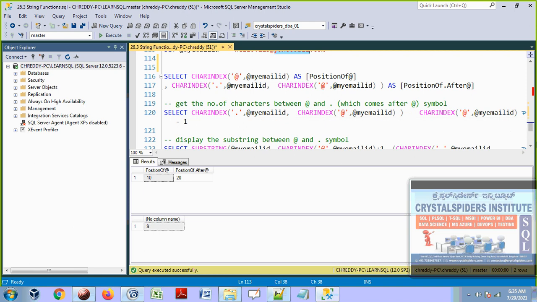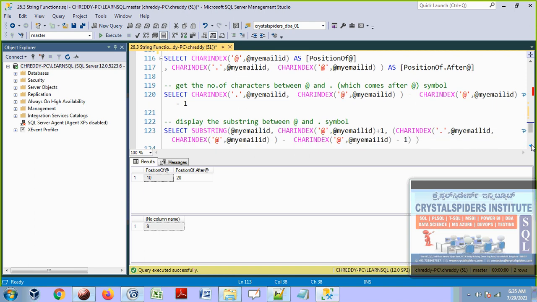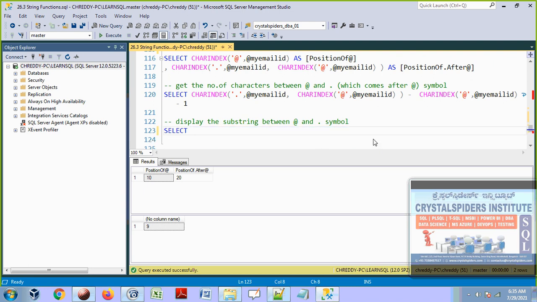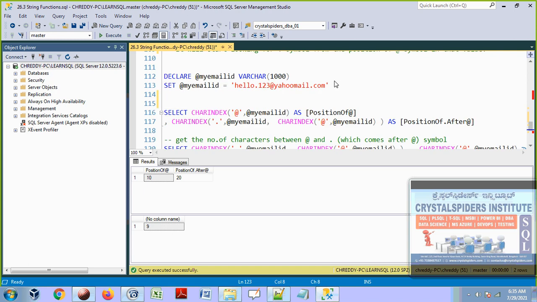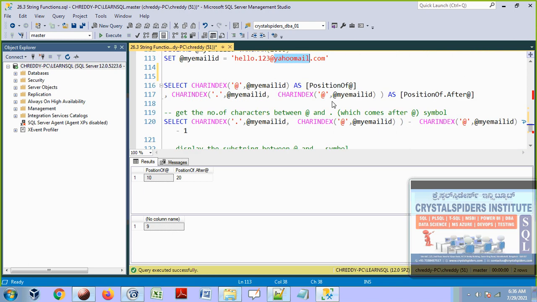So now let's see this. Display the substring between @ and the dot symbol. How do we display that substring, guys? I am going to take it out. So we'll see that now. I want to display the substring. So now we have to use the substring function. Guys, what will the substring function take? It will take that whole value.